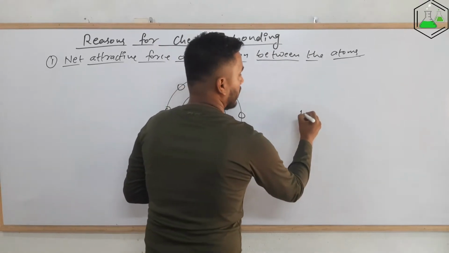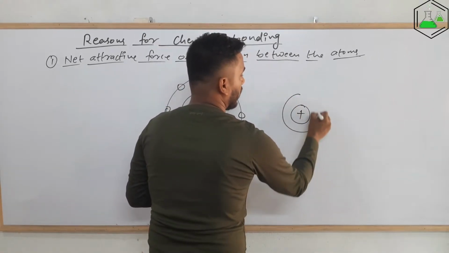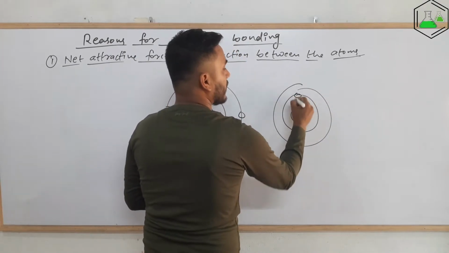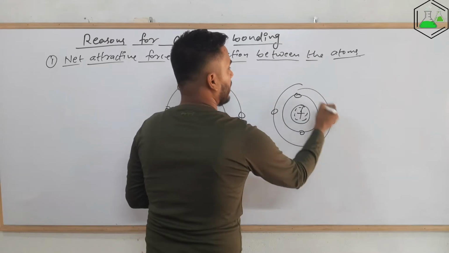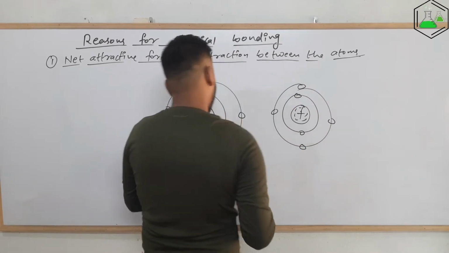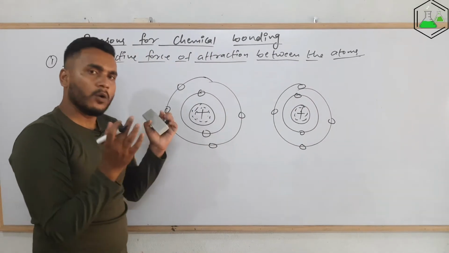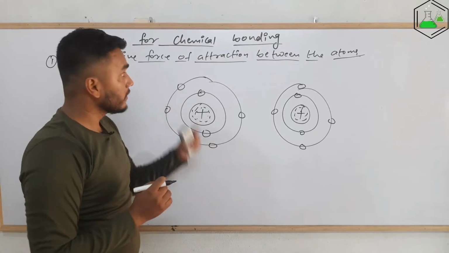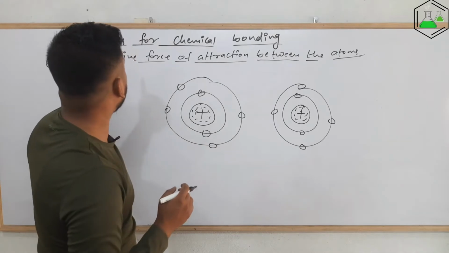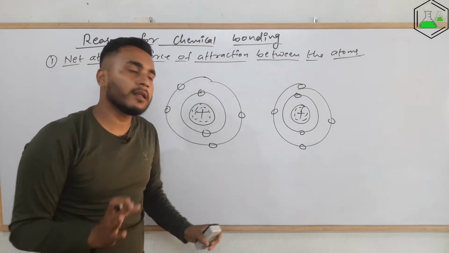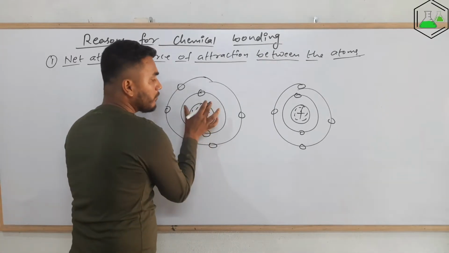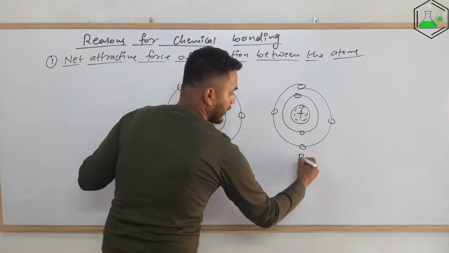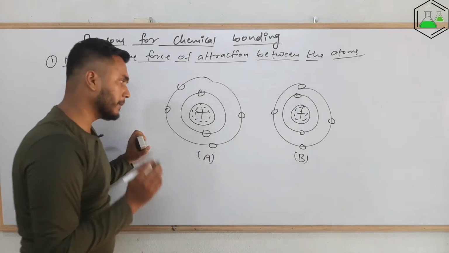Now there is another atom. This is the nucleus part, positively charged, and there is another carbon atom. Then what will happen? Look at here, when they come closer, then there will be certain interactions. I'm not saying there will be only attractive force, but there will be repulsion as well. How? Look at here. This positive charge, let us consider this is A and this is B. Carbon A, carbon B. Okay.